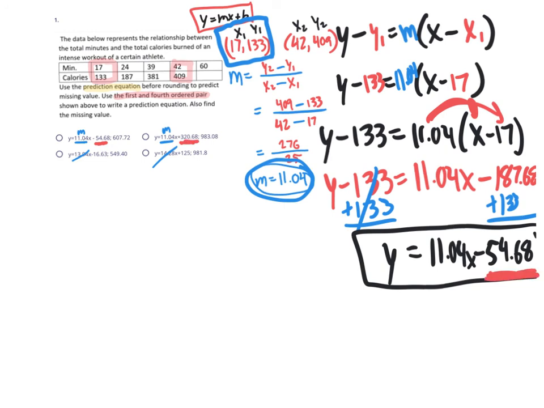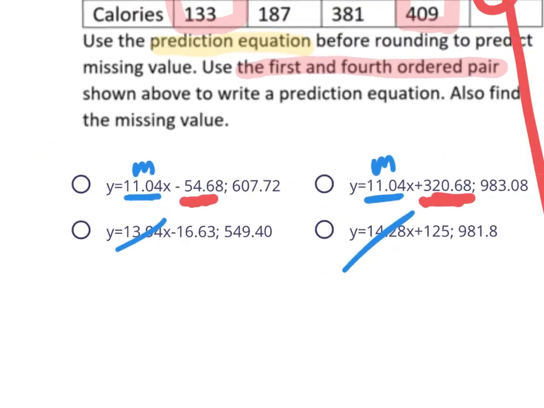Now, if I actually wanted to work this through, I would take the 60 and plug it right in here and multiply 11.04 times 60 minus 54.68, and it really would give me the answer 607.72. But anyway, that is your answer, and that's how you do this problem.